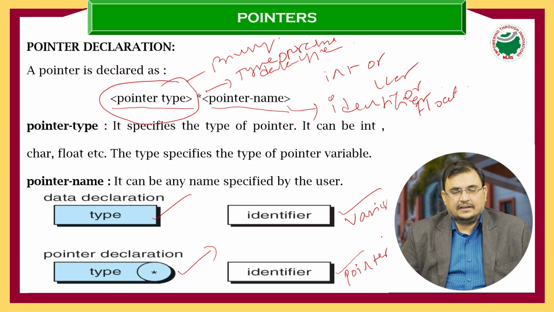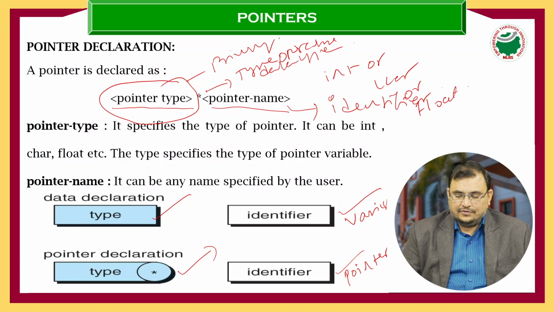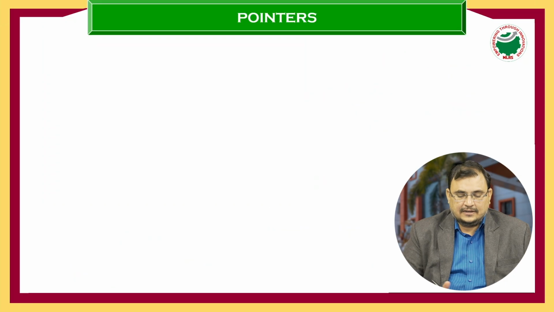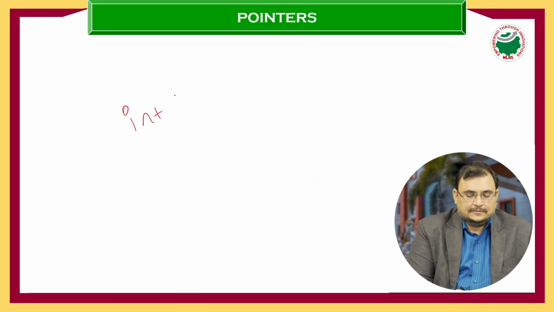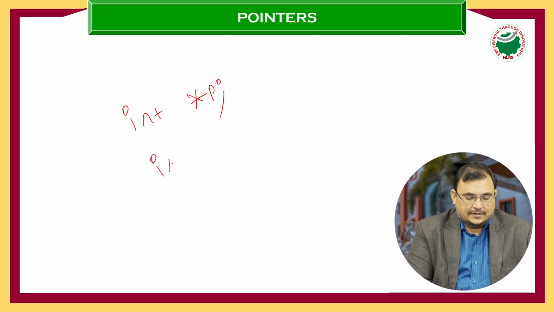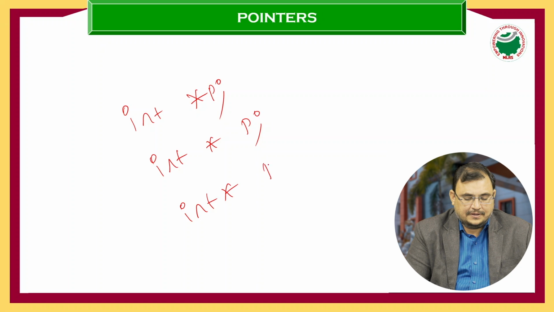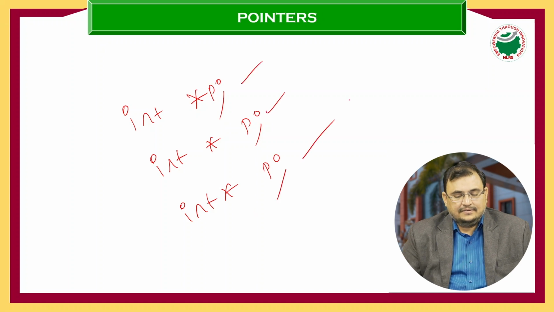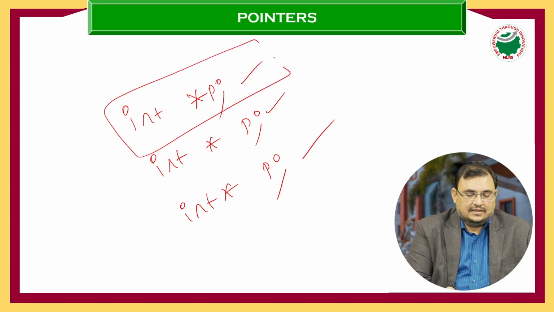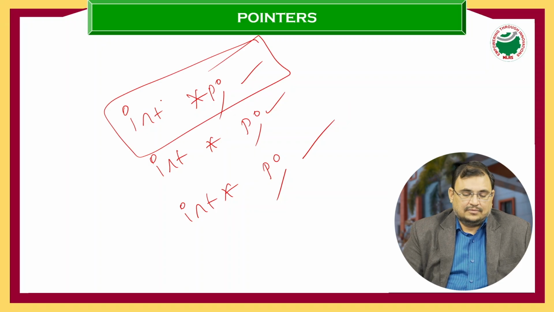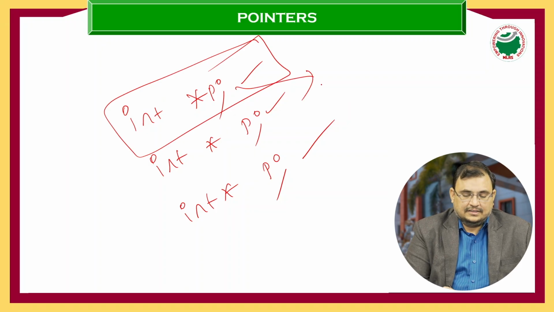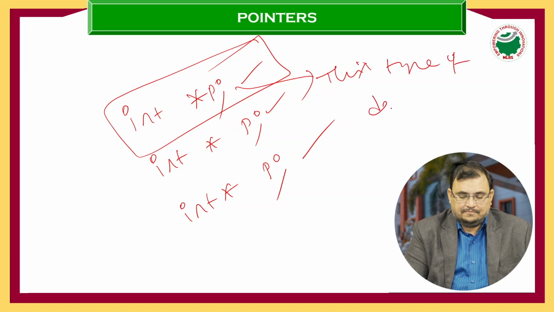We can declare the pointer in different ways. If you want to declare the pointer, you can write int star p, with the star placed in different positions. All three are valid. In most of the books, this type of declaration is referred to.